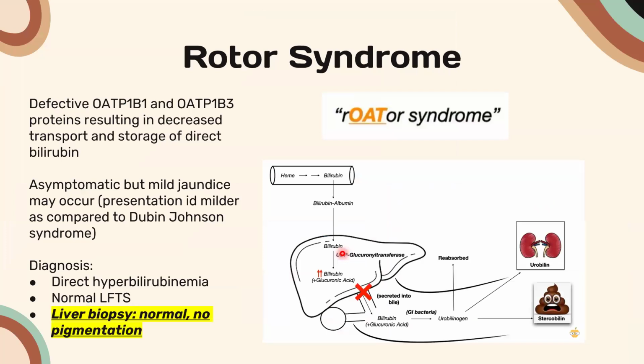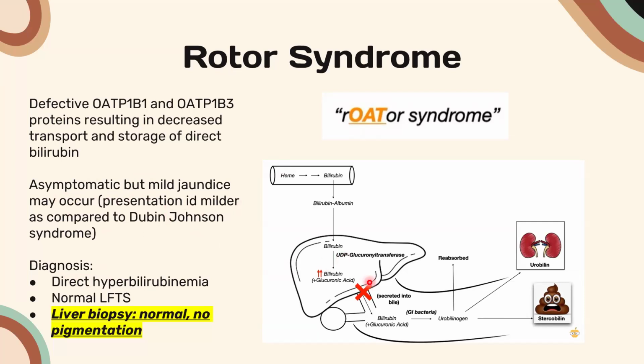Rotor syndrome. So in Rotor syndrome, there are defective OATP1B1 and OATP1B3 proteins, resulting in decreased transport and storage of direct bilirubin. So kind of similar to Dubin-Johnson, but there is a difference between which proteins are defective, okay? In Dubin-Johnson, it was the MRP2 protein, and here it's the OATP1B1 and the OATP1B3 proteins. Again, asymptomatic but mild jaundice may happen. Presentation is milder as compared to Dubin-Johnson syndrome.